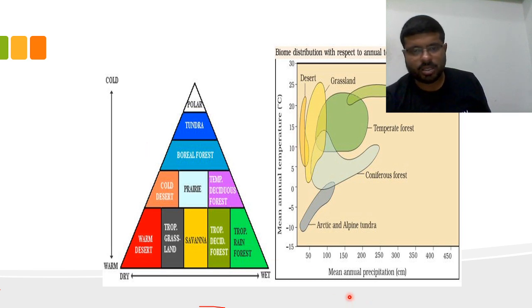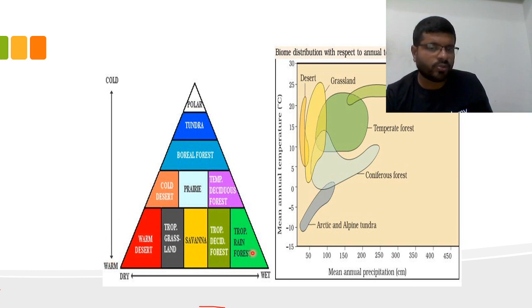So this criteria is rainfall, and this criteria is temperature. You see more rainfall and more temperature, we call that region tropical rainforest or tropical evergreen forest. This entire region has more temperature, the tropical region. As the rainfall varies, tropical rainforests move toward deciduous, to savannas, to grasslands and to desert. And here in desert, more temperature and less rainfall.